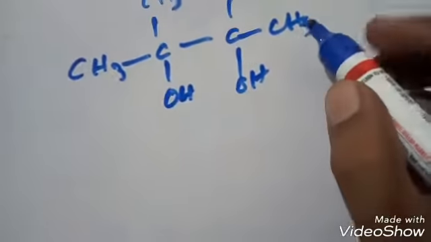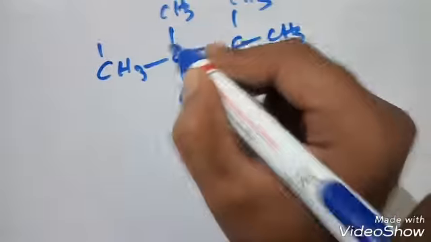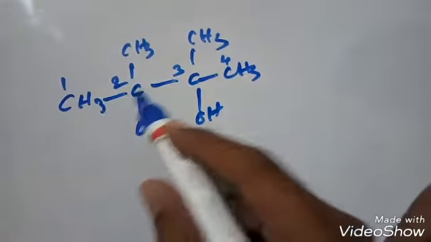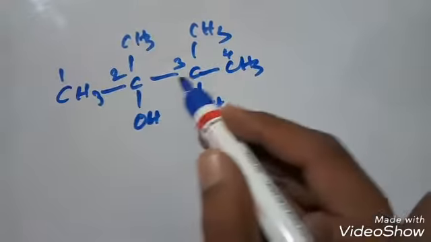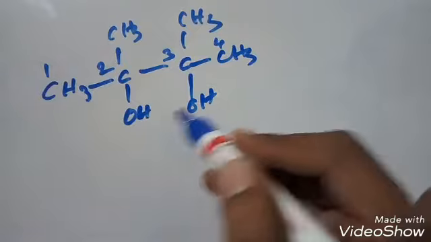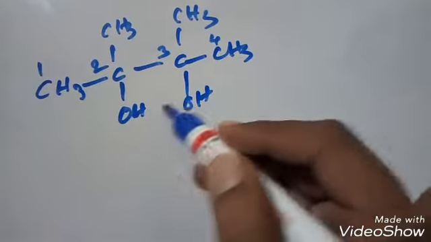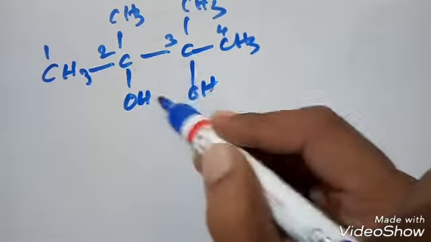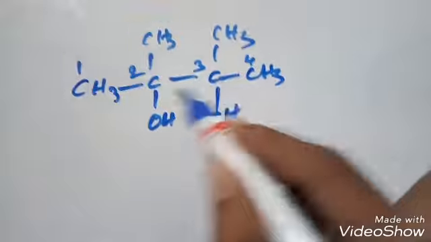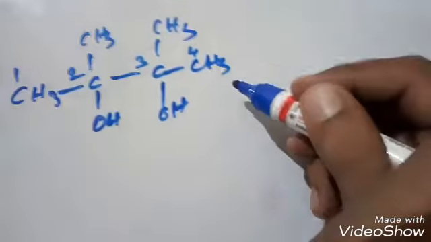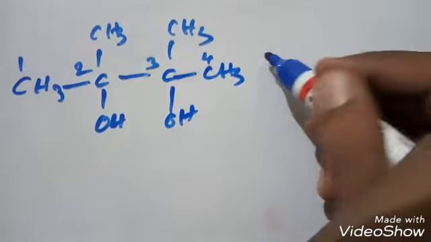Now we will give numbering to it: 1, 2, 3, 4. Now this is butane, 1, 2, 3, 4, and at 2 and 3 positions there are hydroxyl groups. This is a glycol, diol, or you can call it pinacol, because on adjacent carbons two OH groups are there. So this is pinacol. Ol means alcohol, olone, pinacolone means ketone.